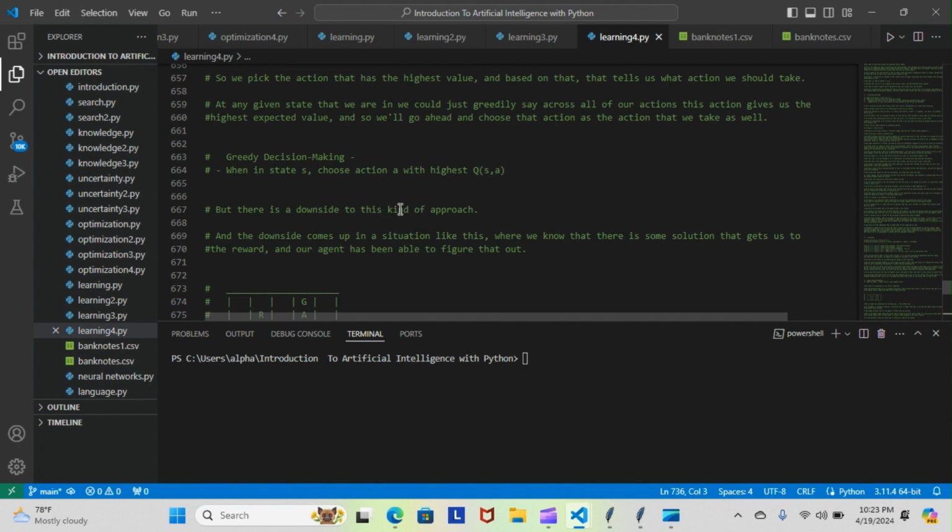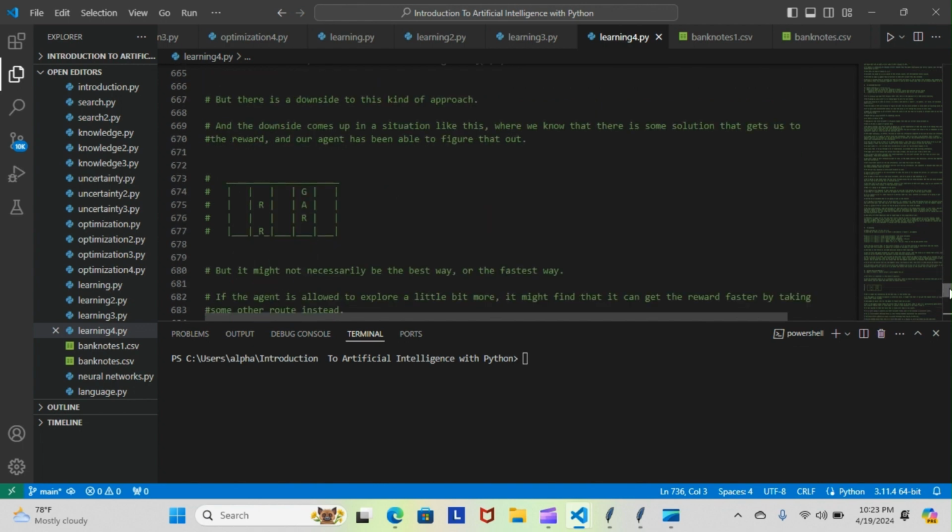But there's a downside to this kind of approach. And the downside comes up in a situation like this, where we know that there's some solution that gets us to the reward, and our agent has been able to figure that out. So if you recall this model that we did earlier on, where our agent had to get to the goal by avoiding the R's, or the traps here, or the punishments. But it might not necessarily be the best way or the fastest way.